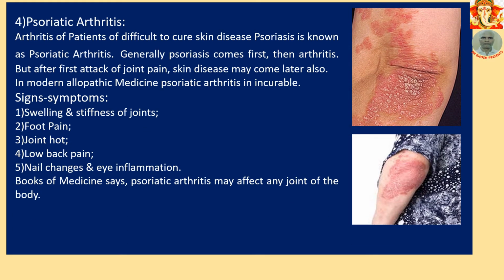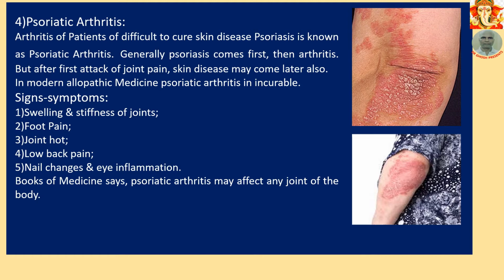Number 4, psoriatic arthritis. Arthritis of a patient of the difficult to cure skin disease psoriasis is known as psoriatic arthritis. There is a person actually suffering from psoriasis, and when he is affected with some arthritis, that is psoriatic arthritis. Generally, psoriasis comes first, then arthritis. But after first attack of joint pain, skin disease may come later also. That is, reverse is possible also. First joint pain, that is the psoriatic arthritis, then psoriasis comes. But generally, first psoriasis, skin disease, then psoriatic arthritis.